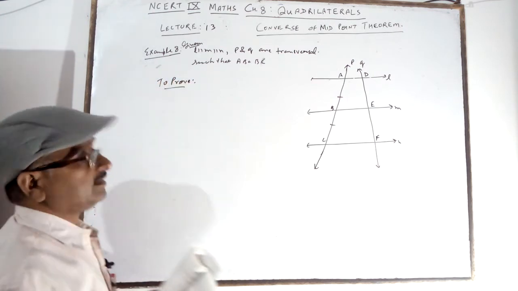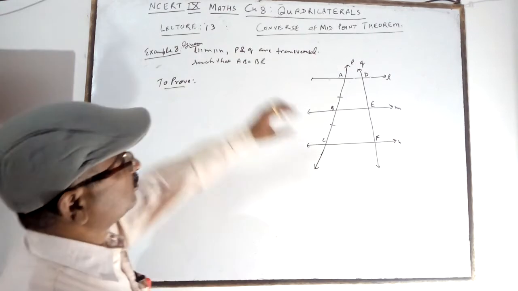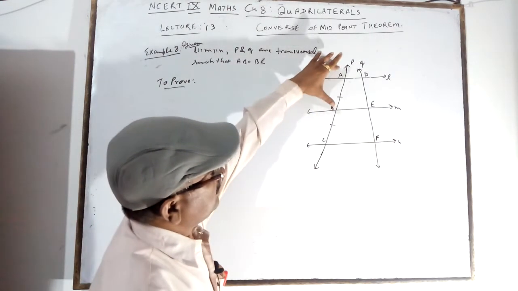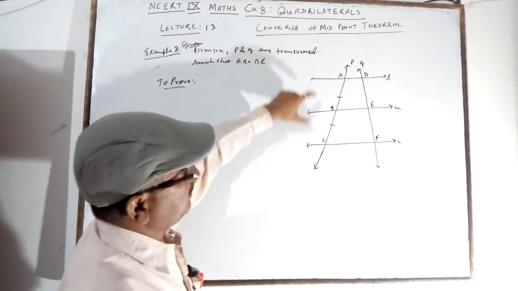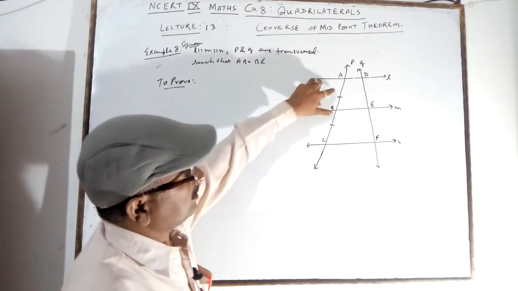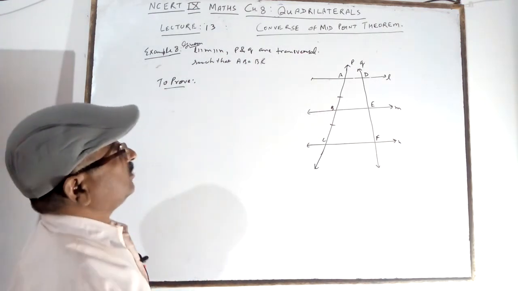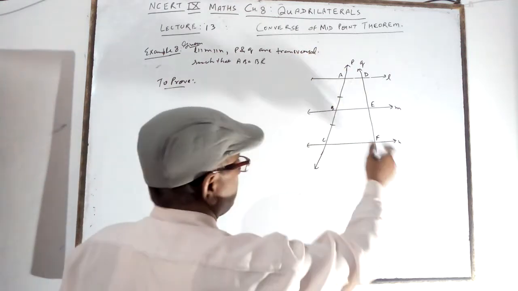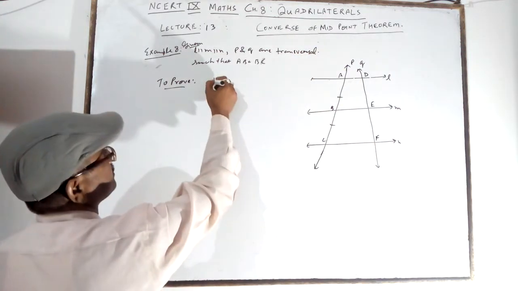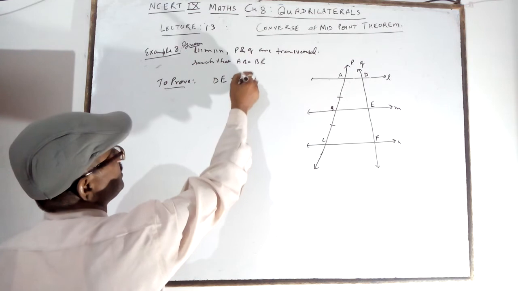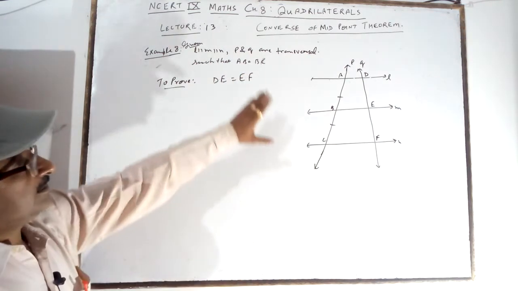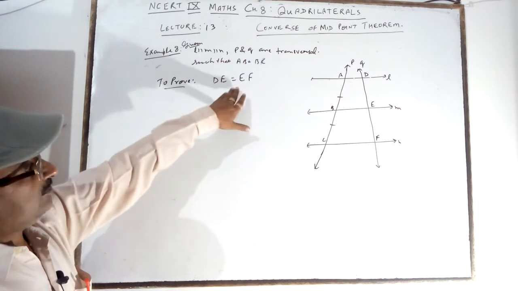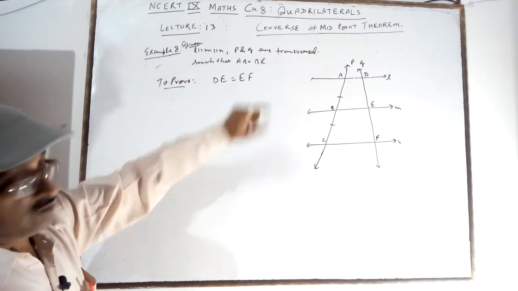Intercept means the part of the transversal between the two lines. P is a transversal, AB and BC are intercepts between L and M and between M and N. This is called intercept. You want to prove Q also has equal intercepts, meaning DE is equal to EF. You draw the figure and then write DE is equal to EF to prove.